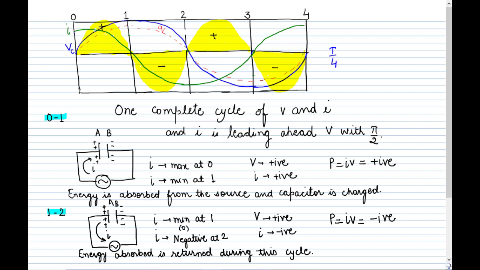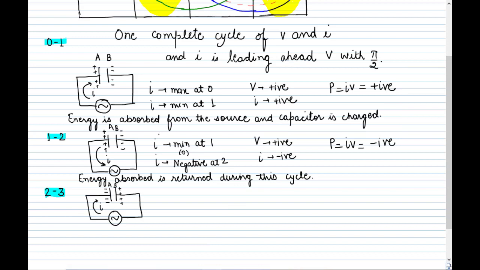Here our current is negative as well as the voltage is negative. As you can see, from 2 to 3, the current is going from maximum negative to 0. That means the current is getting from negative to positive. But the current continues to flow. So from 2 to 3, the current is flowing from A to B and the capacitor is charged, but with the opposite polarity. So we see that I is negative at 2 and it becomes minimum at 3. So the current flows from A to B and the capacitor is charged with the reverse polarity.